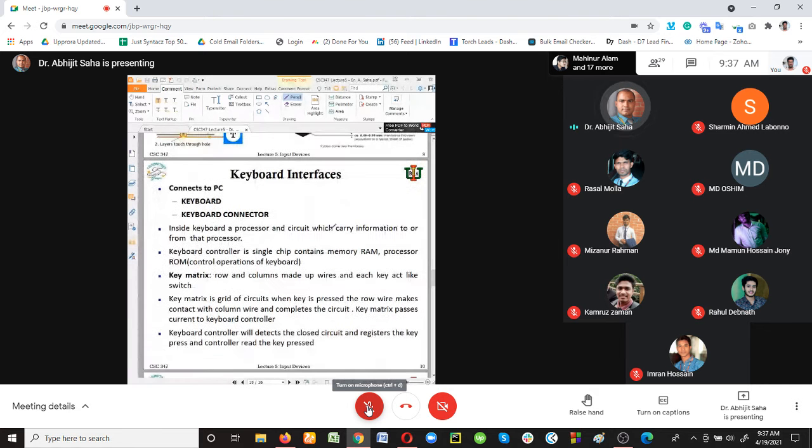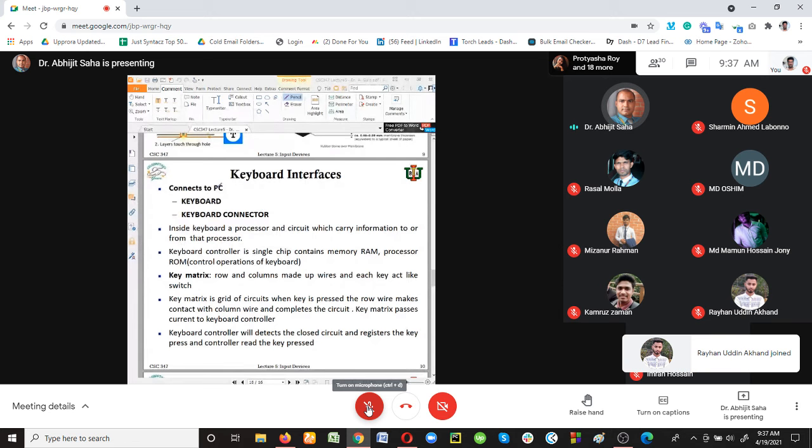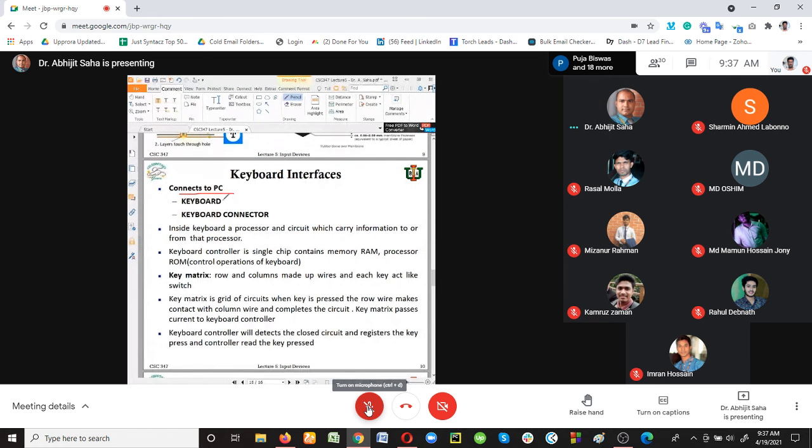And here the keyboard interfaces. It is talking about the connections between the keyboard and the computer system. So it says it connects to the PC. This is the keyboard. Already we have discussed the keyboard connector, and we learned through the back panel of the system unit that we have the PS2 connector for the keyboard and mouse, as well as we can connect the keyboard with USB.